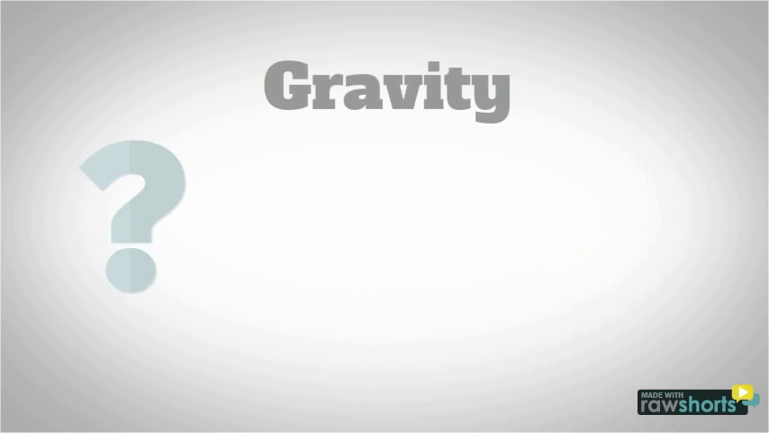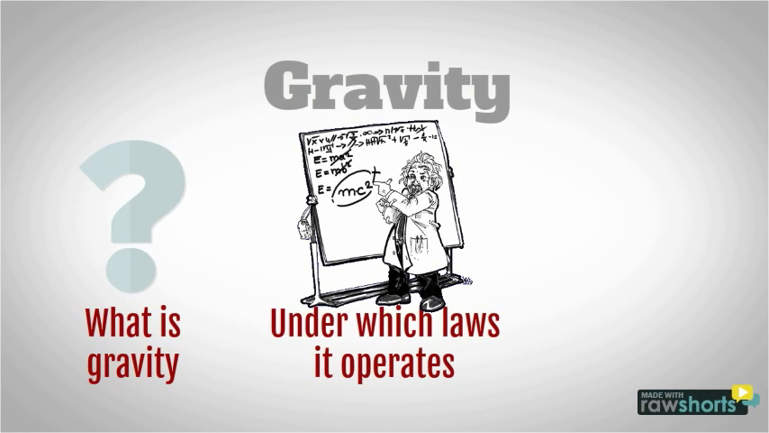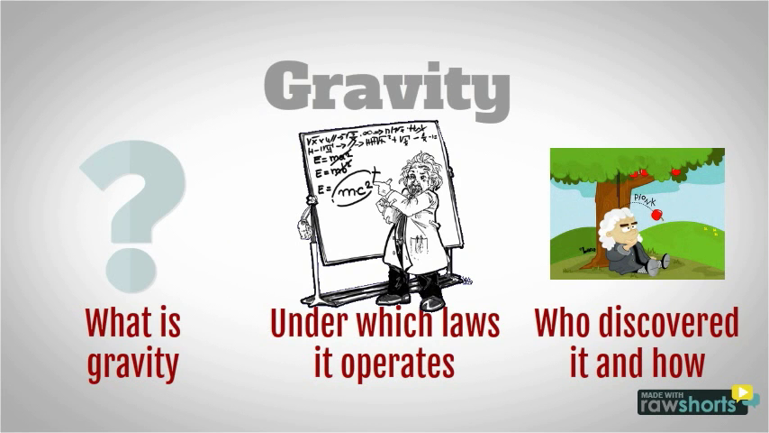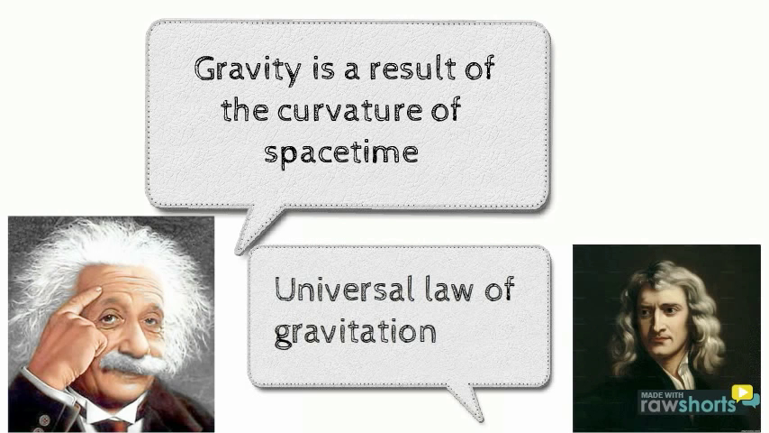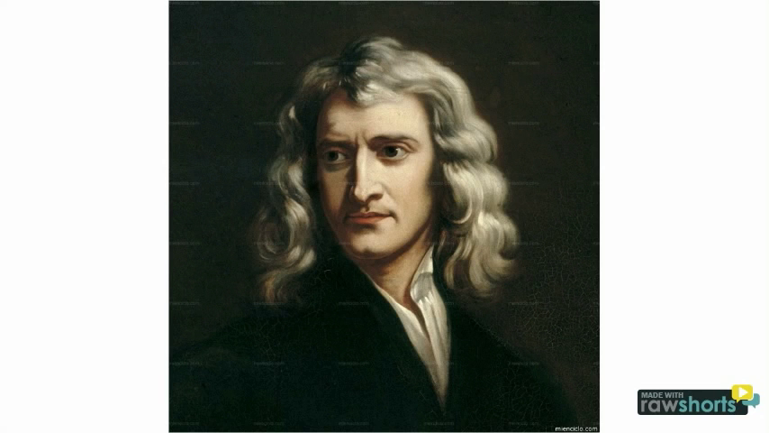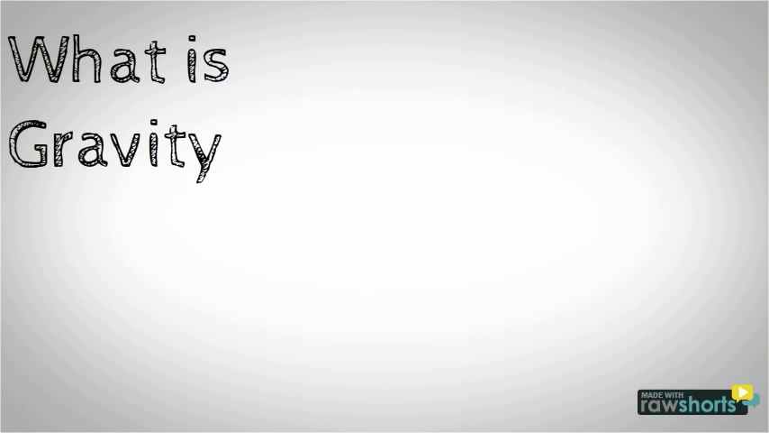In this video we will explore what gravity is, what rules it follows, see who discovered it and how. Albert Einstein said gravity is a result of curvature of spacetime. Isaac Newton came up with the universal law of gravitation. These two theories are the most common explanations of gravity. In this video we look at Newton's theory of gravity as it is widely accepted as the correct explanation.